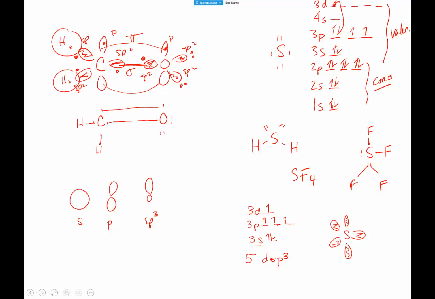And can I do this again? Because I still have a pair in the 3s. So could I promote the electron from the 3s up to the 3d? Yes, I can do that, and I'll do that in a moment, because now I'll end up with a d2sp3, which will give me 6 hybrid orbitals, and 6 hybrid orbitals is going to have what geometry? Octahedral, and so that's where the octahedral comes from. So for the most part, we're only going to deal with linear, trigonal planar, and tetrahedral, but we will at some point invoke the trigonal bipyramidal.